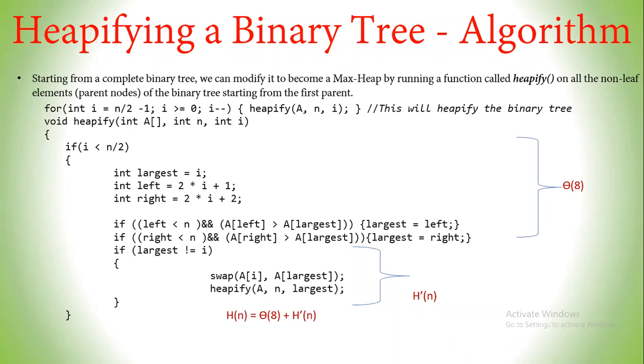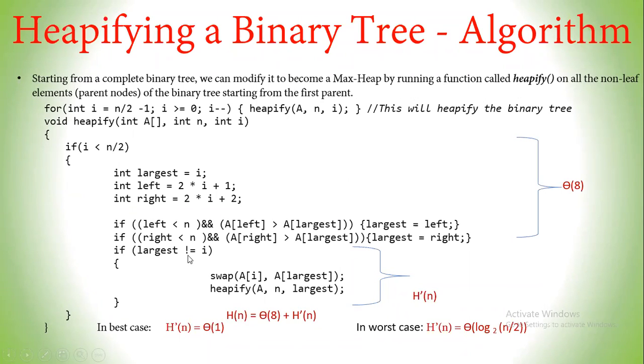So what is the purpose of the heapify function? The heapify function is used to convert a given binary tree into a max heap, or in other words, a heap data structure. To convert a binary tree into a heap data structure, we use the heapify function. So by adding these two, we can write the complexity of this heapify function as Hn equals theta 8 plus h dash n. We will consider what is the complexity of h dash n in the worst case and best case.